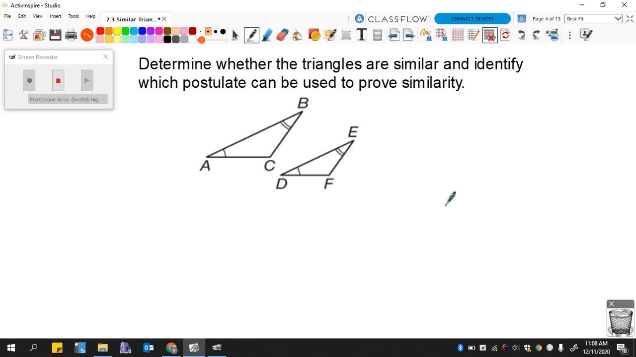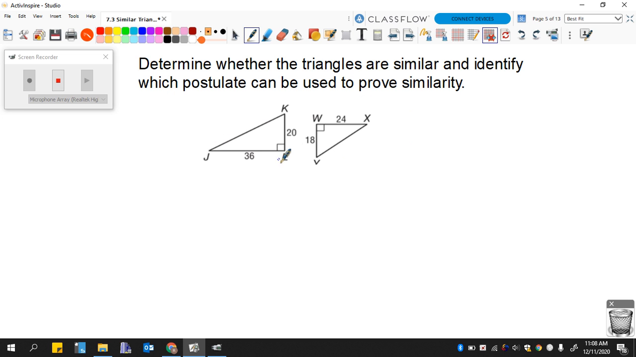Now it says determine whether the triangles are similar and identify which postulate can be used to prove similarity. Well, obviously you see here's an angle that's congruent between the two, and here's a second angle. So this would be angle-angle.